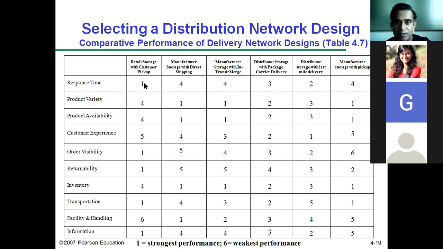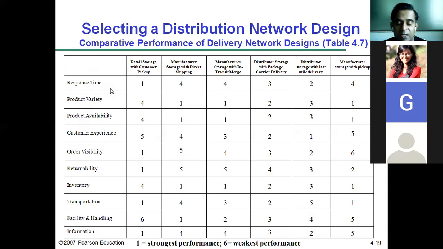I'm not going to explain each and every grid. It will be about 1, 2, 3, 4, 5, 6, and so on, 66 cells from here to here. I'm not going to explain all the cells. I'll consider one or two criteria and let us learn how to pick up or select a distribution network design based on the comparative performance. So first let us consider response time.